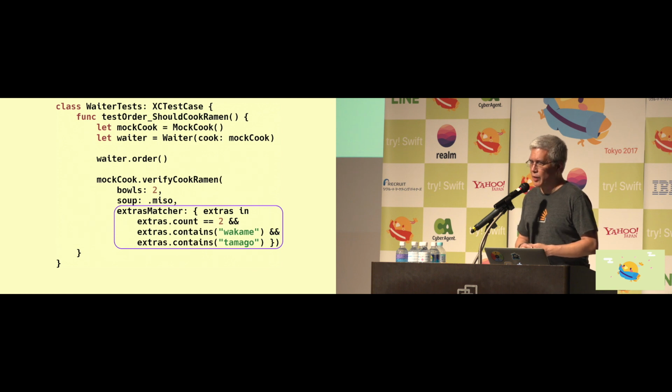Instead of specifying an array of extras to match using equality, let's specify a predicate. That is, we specify a closure that takes the argument and evaluates to true or false. So here we can say we want the extras array to have 2 items, that it should contain wakame, and that it should also contain tamago. This test passes regardless of the order of the array. It checks what is important, but ignores what is unimportant, and that makes it easier to refactor our production code.